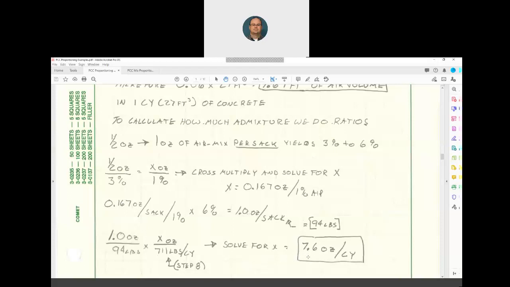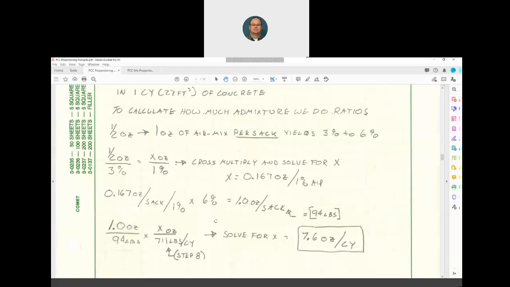So I'm using 0.16 ounces per 1% per sack. Basically what this is doing is figuring out how many sacks I'm going to have within 711 pounds per cubic yard, and that's how I figure it out. So I'm using 7.6 ounces per cubic yard for air entrainment.